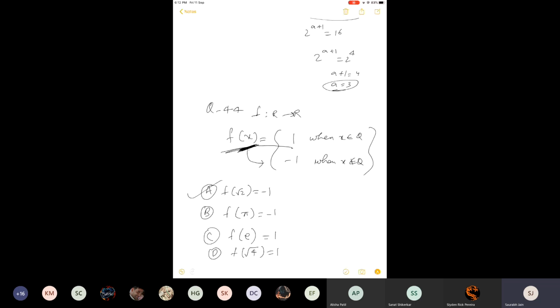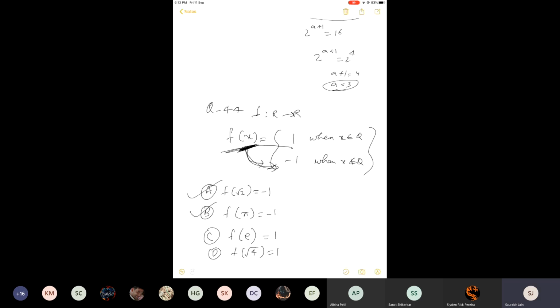e is irrational. I hope you know what e is. e is Napier's constant. It is an irrational number just like pi. It is a non-terminating, non-repeating decimal, 2.718 and so on. So it is an irrational number, so the value should be -1. But here they have given 1. So this is wrong.